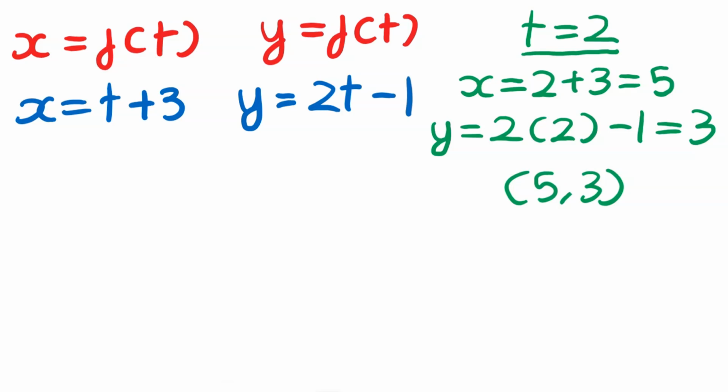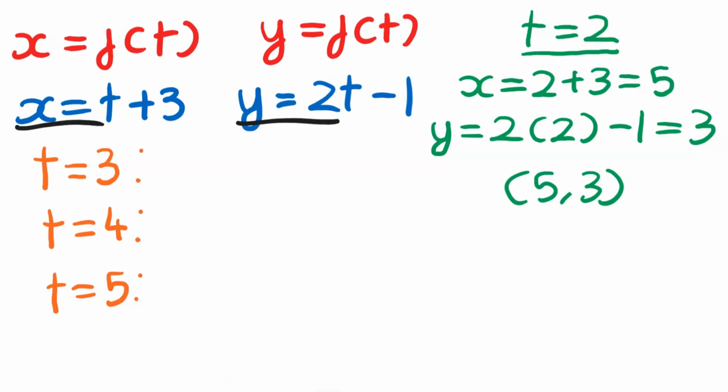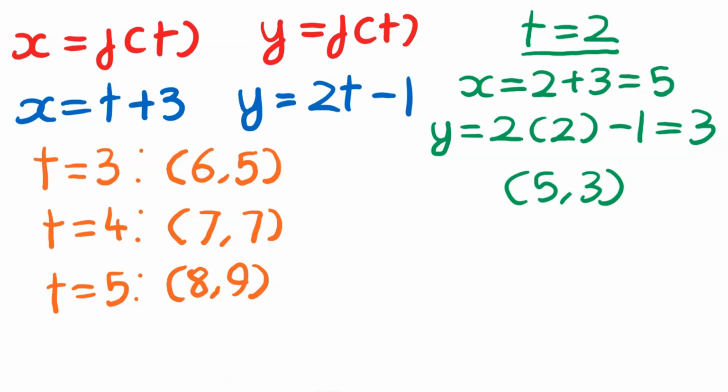And that's how parametric equations work. We input t values such as t is equal to 2 into these equations for x and y in order to get out coordinates like 5, 3. If we input more t values, so for example t is equal to 3, t is equal to 4 and t is equal to 5 into these two parametric equations here and do it in the same way that we did before, we get out the coordinates of 6, 5 for t is equal to 3, 7, 7 for t is equal to 4 and 8, 9 for t is equal to 5.